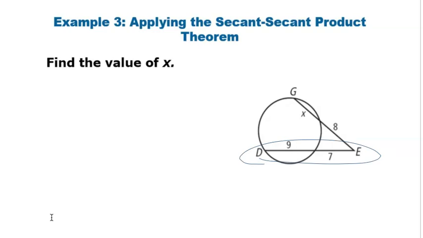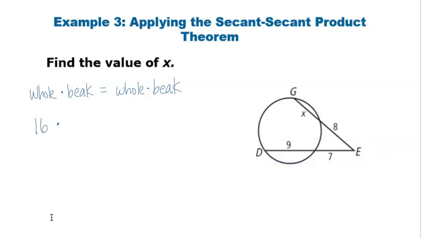And I know it's tempting to multiply them, but think about this. What is the length of DE? It would have to be the sum, right? 9 plus 7. Okay, so just as a reminder, this was our formula: whole times beak equals whole times beak. Okay, so the whole entire DE is 16. The beak portion, the outside, the exterior, is 7.